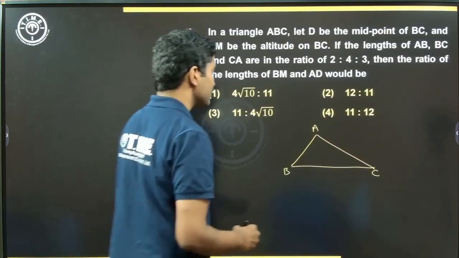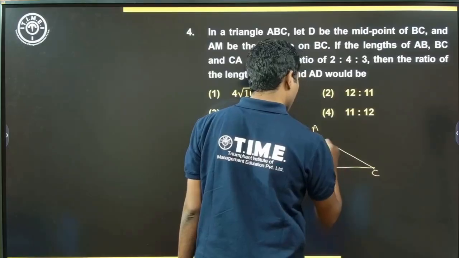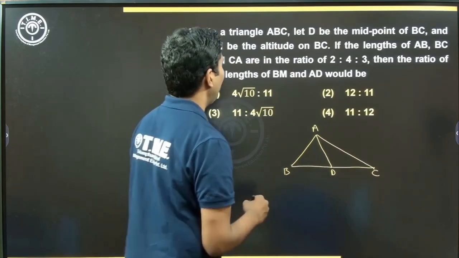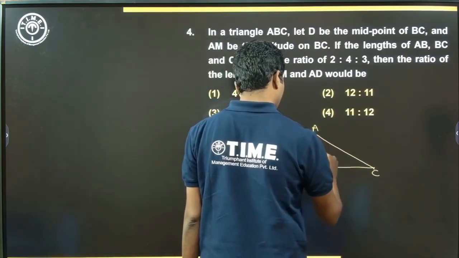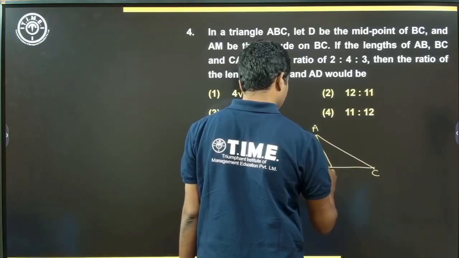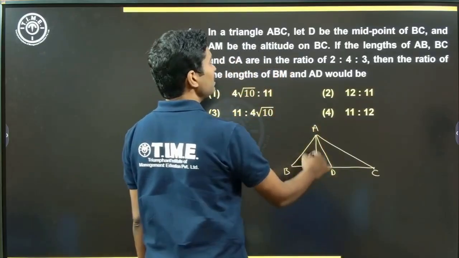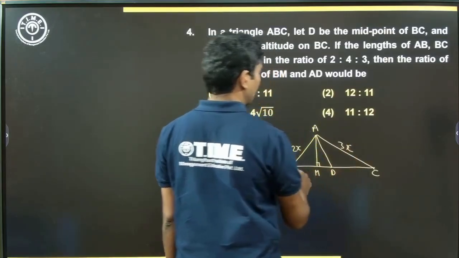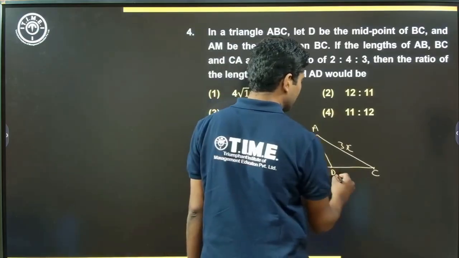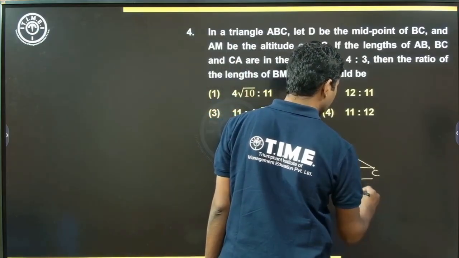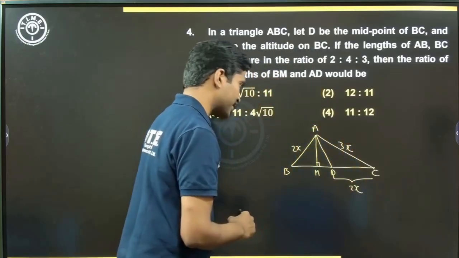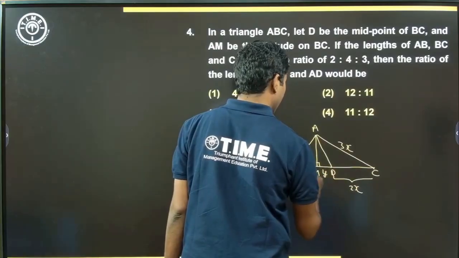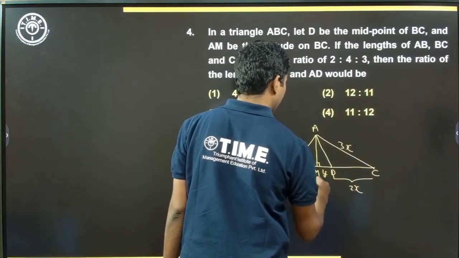And then D is the midpoint of BC. Midpoint would be somewhere here, right? And AM is the altitude on BC. Okay, this is M. So what do you have? AB is 2x, AC is 3x, right? Now BC is 4x. Since D is the midpoint, this half will be 2x and this half will be 2x. Now I do not know MD. Let's just assume for a moment that MD is y, in which case this will be 2x minus y, right?